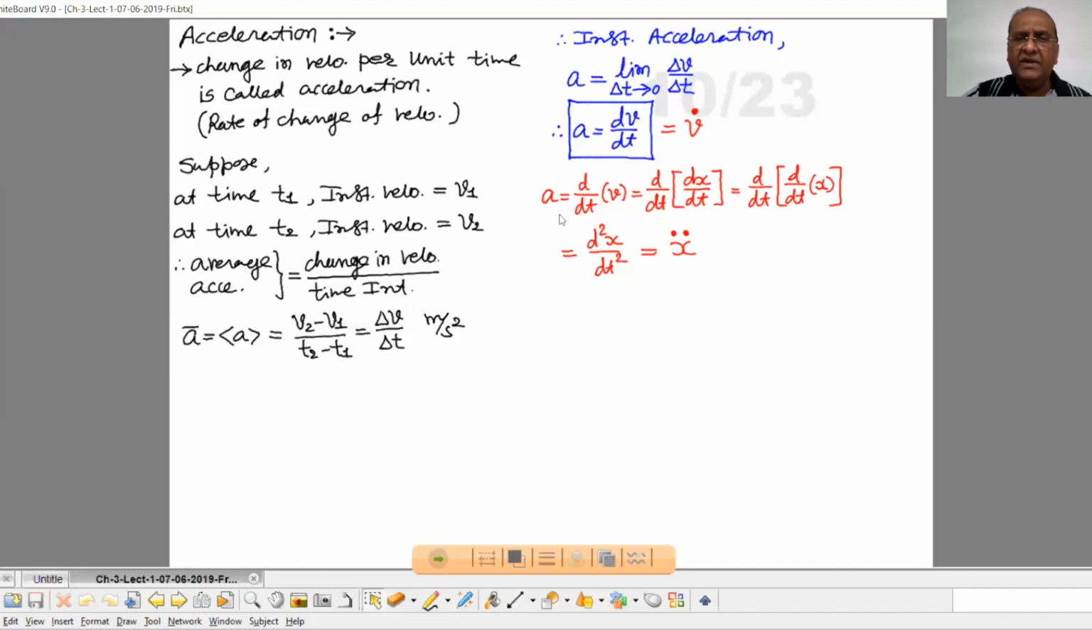Now actually v is dx by dt, so we can rewrite acceleration as d by dt of v, that is d by dt of dx by dt. So we can write this resultantly as d2x by dt2. It implies that acceleration is the double differentiation of displacement. Double differentiation of displacement. Clear to all of you? Any doubt? Okay.